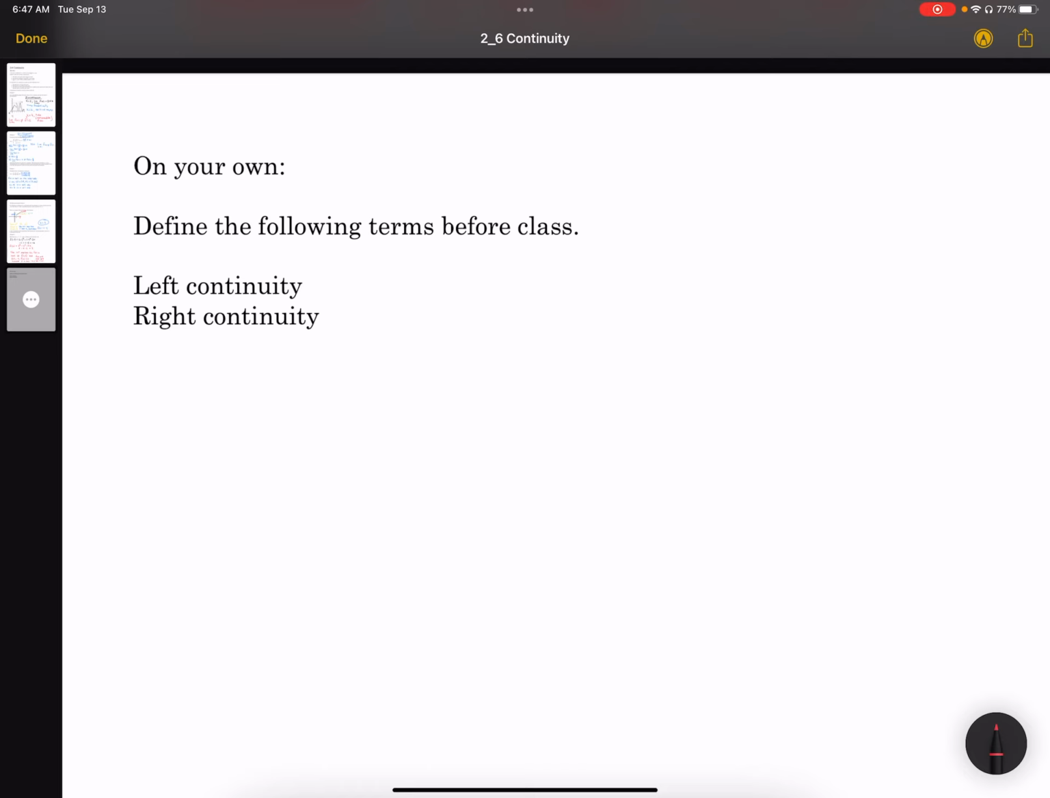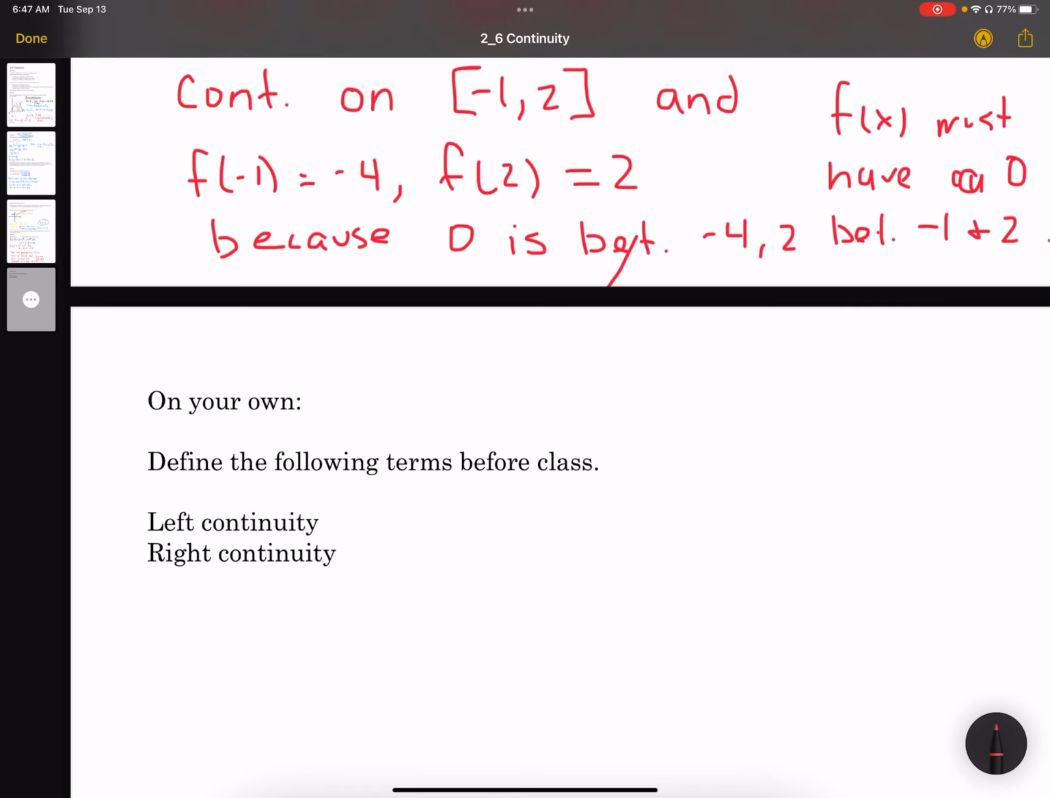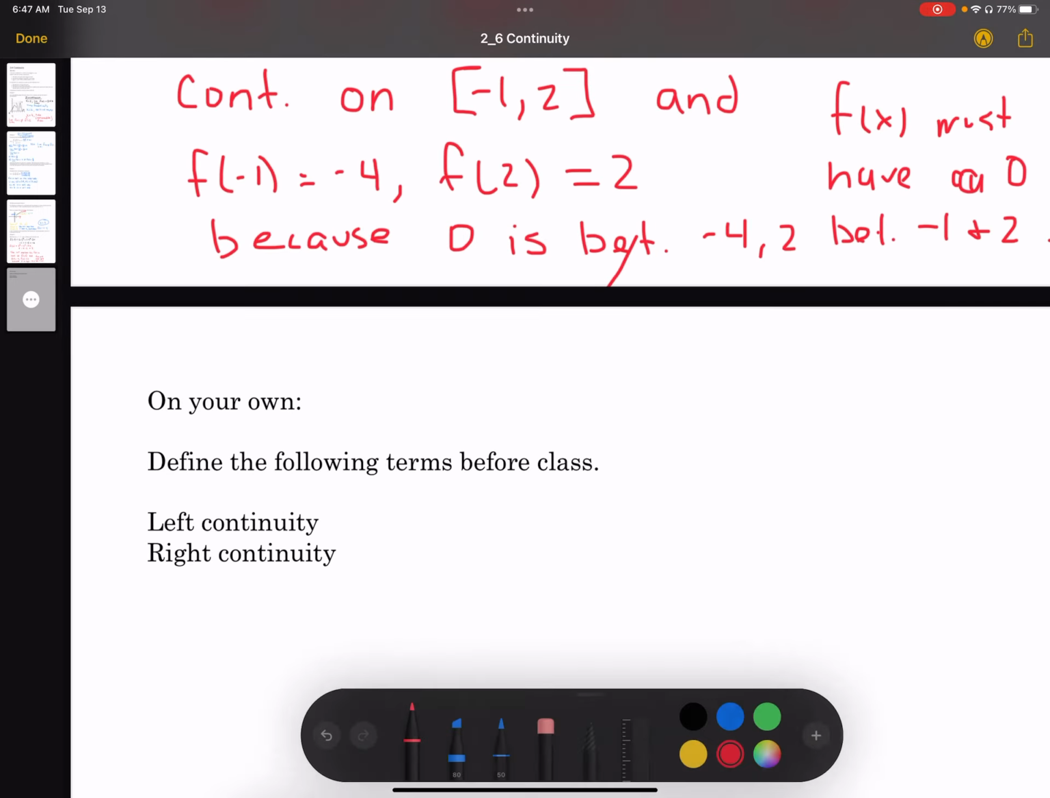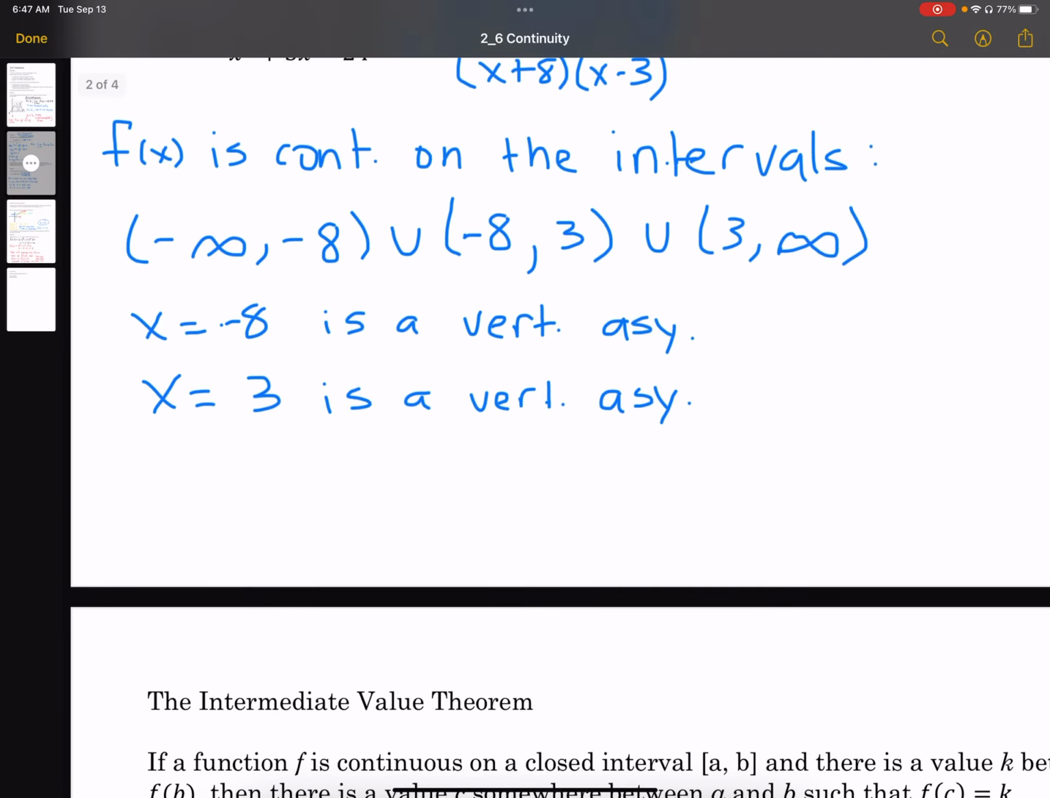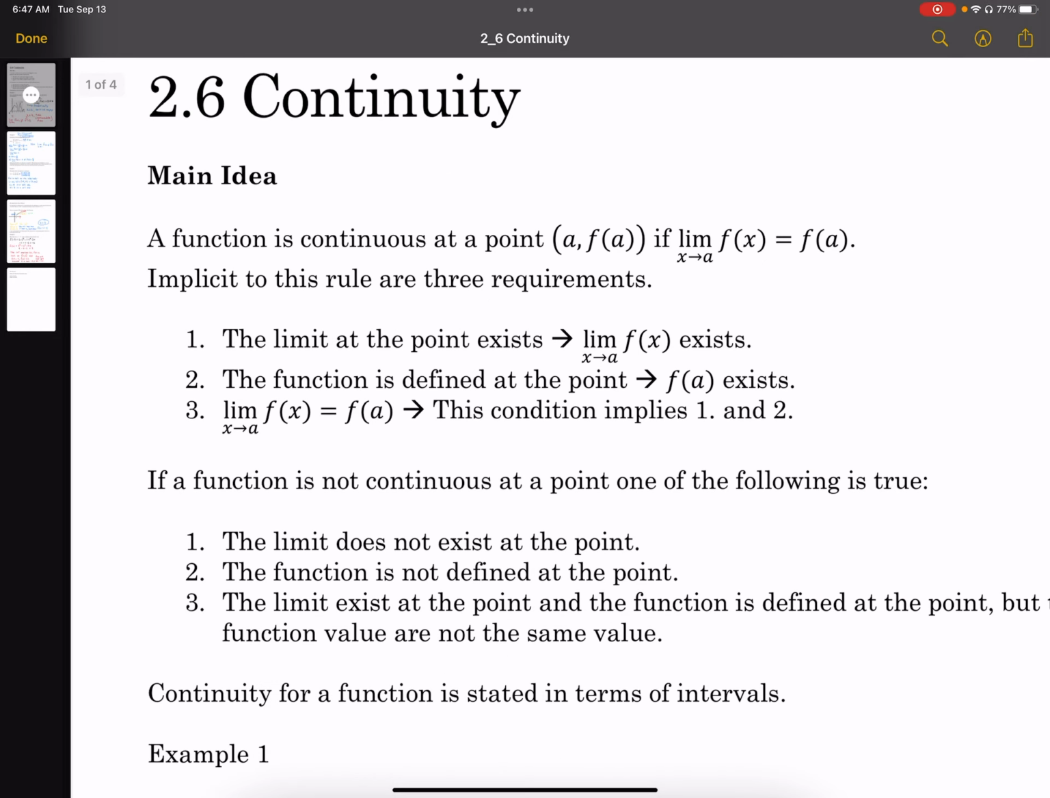continuity. So that's going to conclude our video on continuity. The big thing here is that for a function to be continuous, it has to meet these three criteria. The limit has to exist, the function has to be defined at the point, and the limit has to equal the function value. A nice consequence of this is the intermediate value theorem. And that's it.